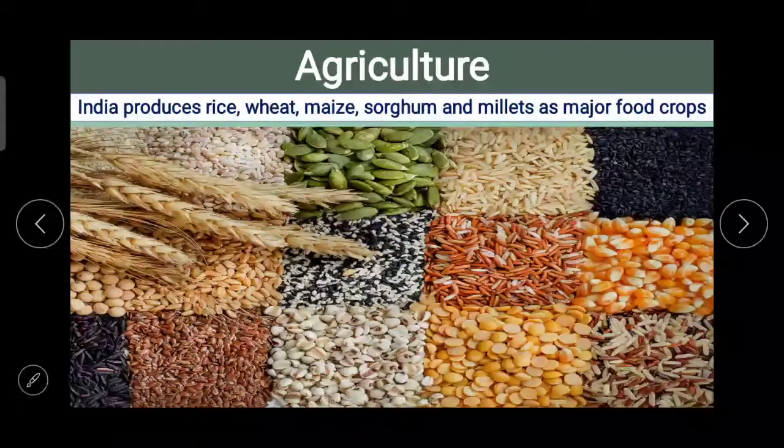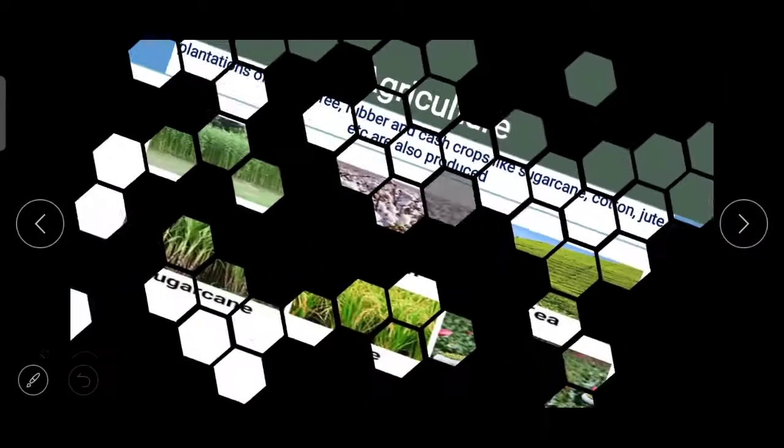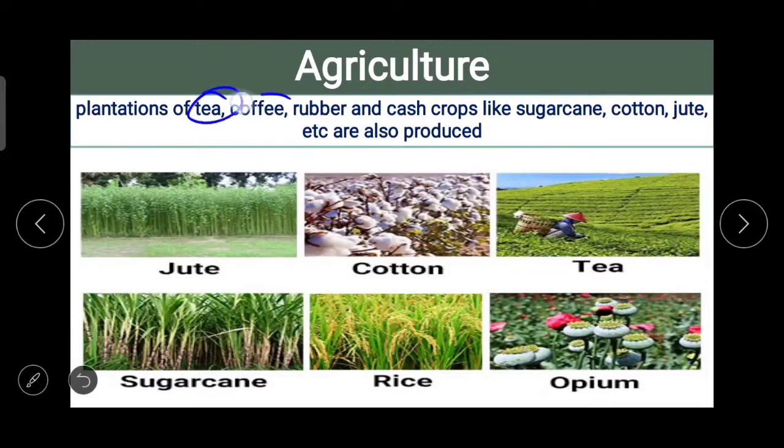Now if we talk about the crops and fruits, then India produces rice, wheat, maize, sorghum and millets as major food crops. Then plantation crops like tea, coffee, rubber and cash crops like sugarcane, cotton, jute, etc. are also produced. Cash crops are those from which farmers get more money, that is why we call them cash crops, and they include sugarcane, cotton, jute.